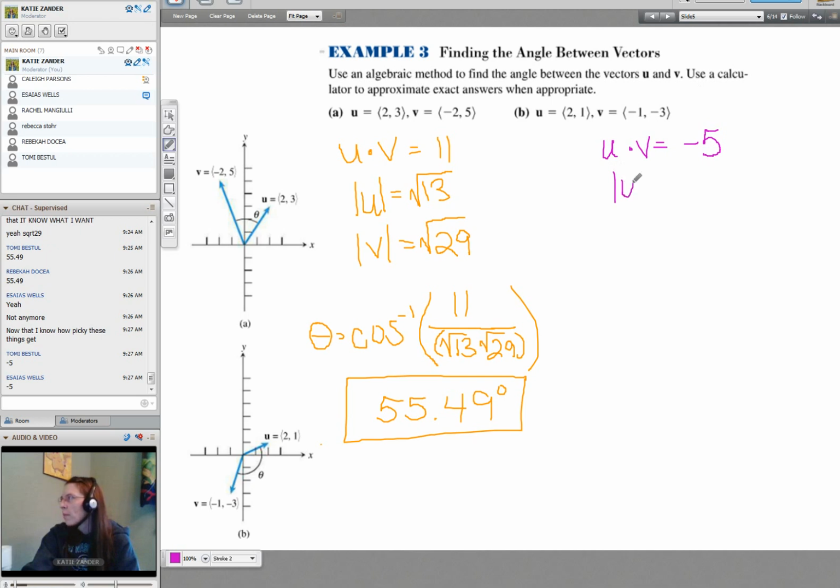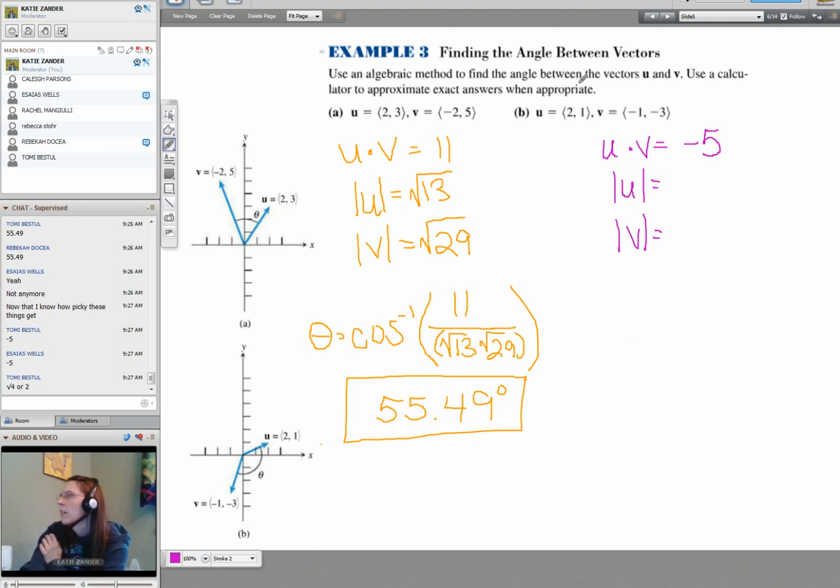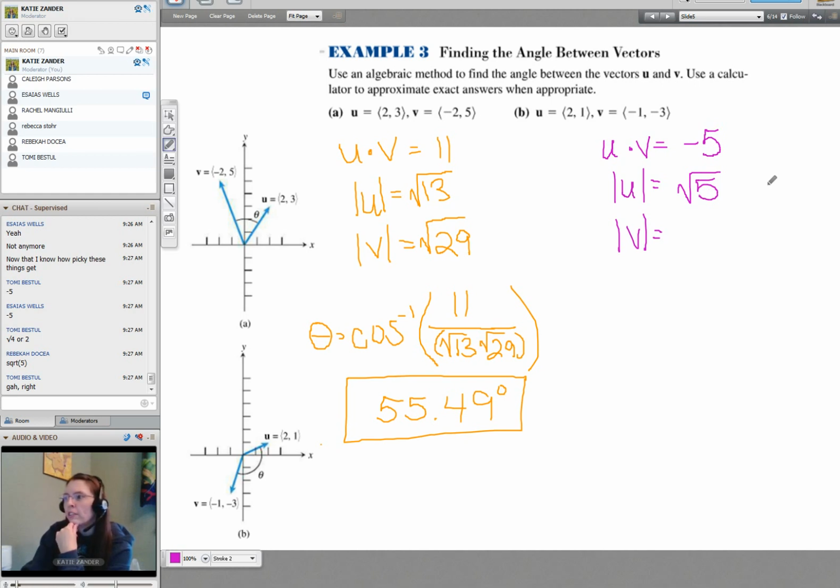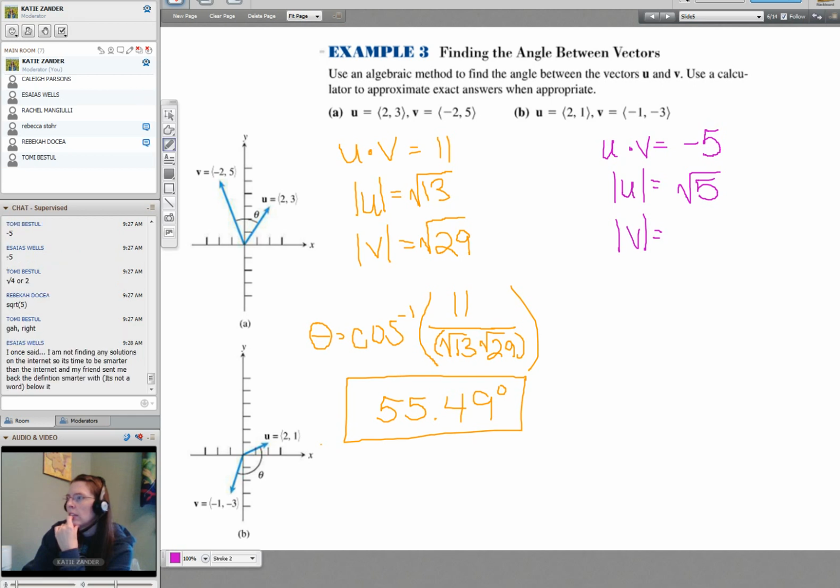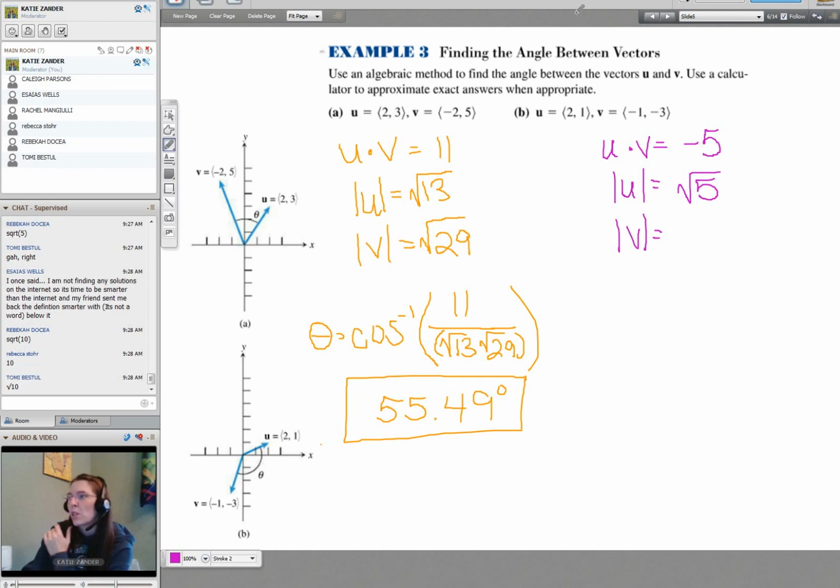So now we'll search on the magnitude of each vector. Start with the magnitude of u. What do we get for the magnitude of u? Careful. It should be square root 5 because we get 4 plus 1, which will be our 5. Okay. What about the magnitude of v? Square root 10. Okay. Square root 10.